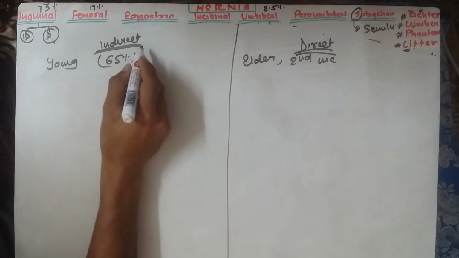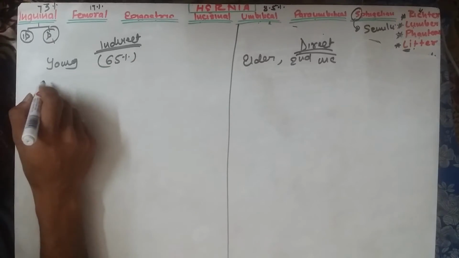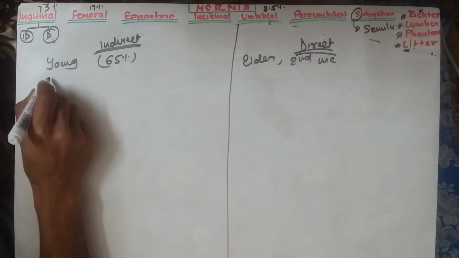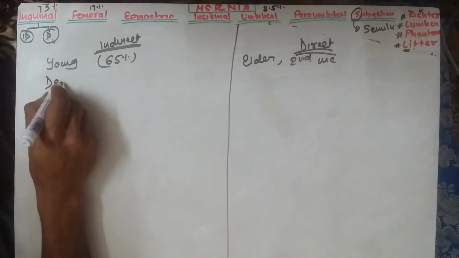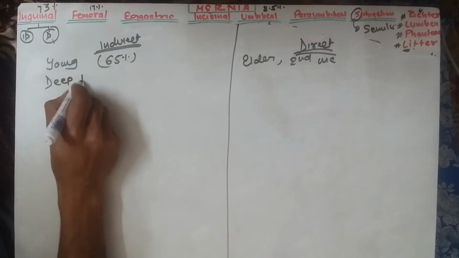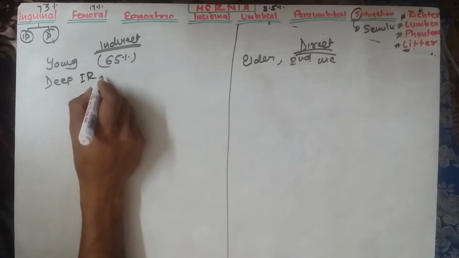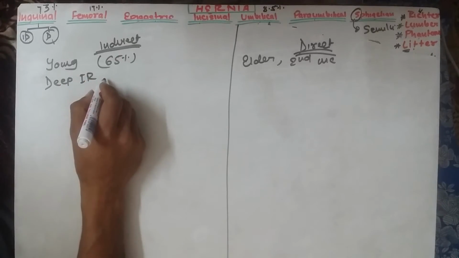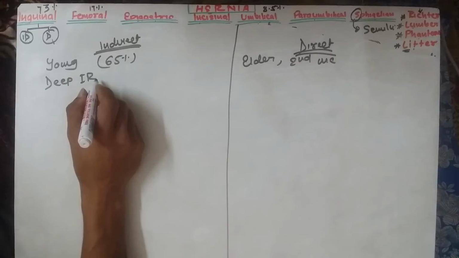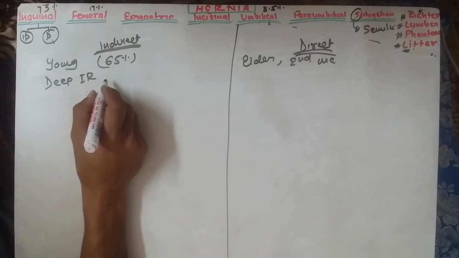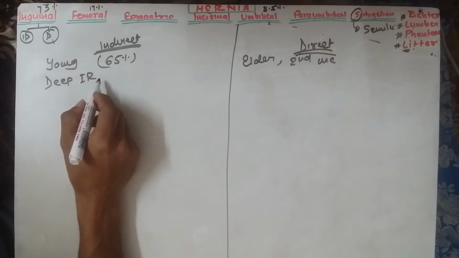Then what is the site where we will be looking for indirect? It is the deep inguinal ring, and as I said earlier, the deep inguinal ring is present at the midpoint of the ASIS, the anterior superior iliac spine, and the pubic symphysis.